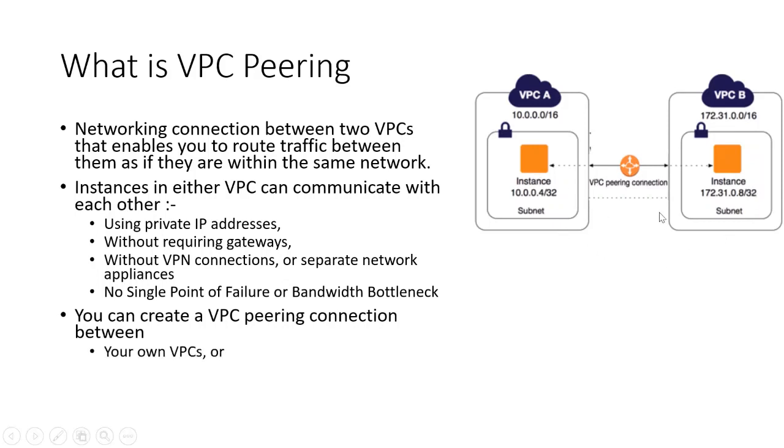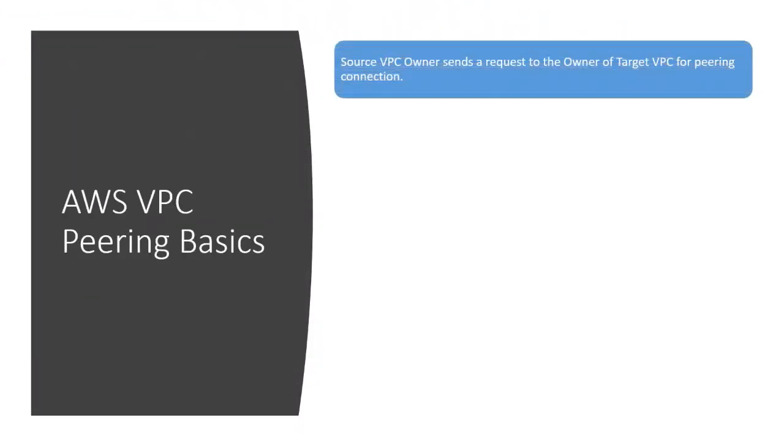You can create VPC peering connections between your own VPCs, like these two VPCs. They can belong to your account, or they can be part of a different account. I mean, this VPC can be part of a different account, and this VPC can be part of a different account. They can be in the same region as well as in different regions. So there are a lot of possibilities which you can do with VPC peering.